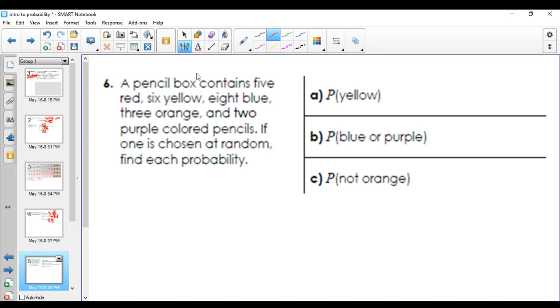Okay, next question. A pencil box contains 5 red, 6 yellow, 8 blue, 3 orange, and 2 purple colored pencils. If one is chosen at random, find each probability.